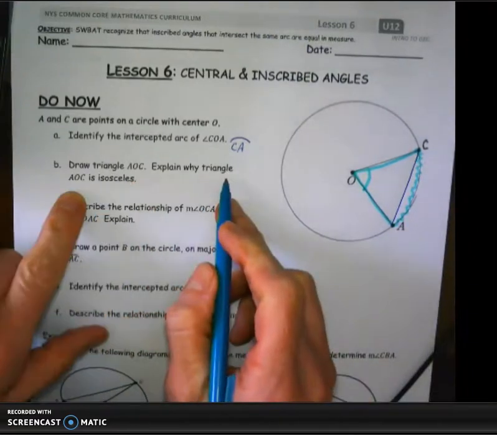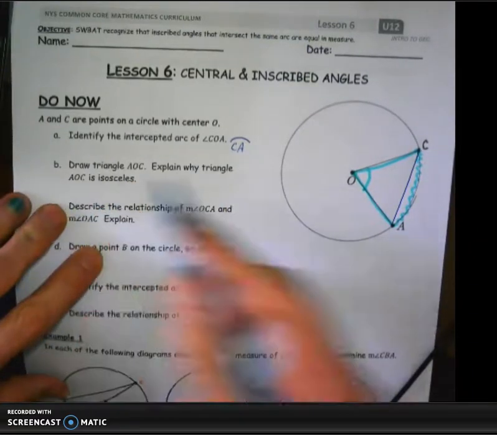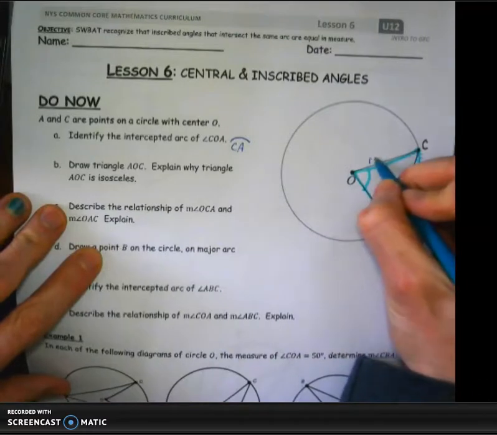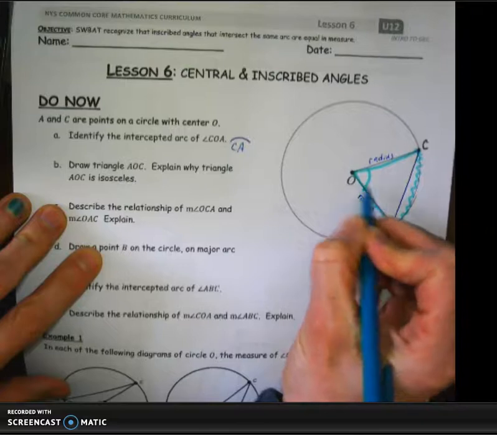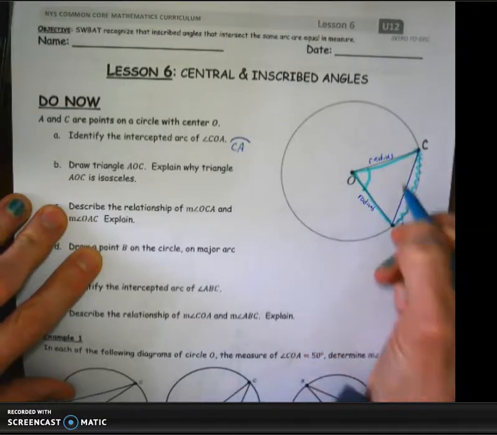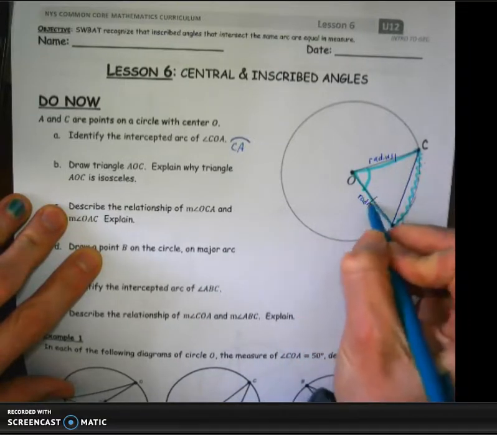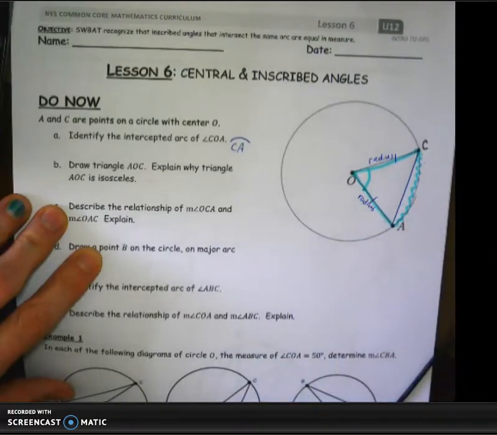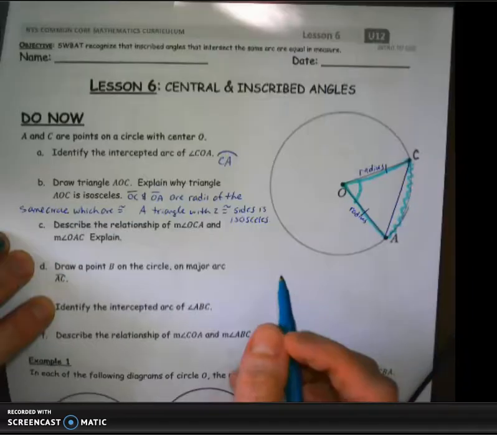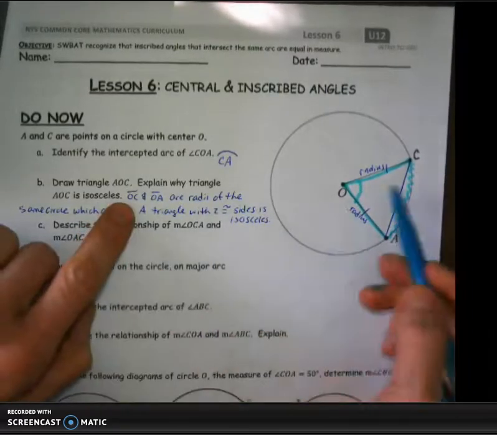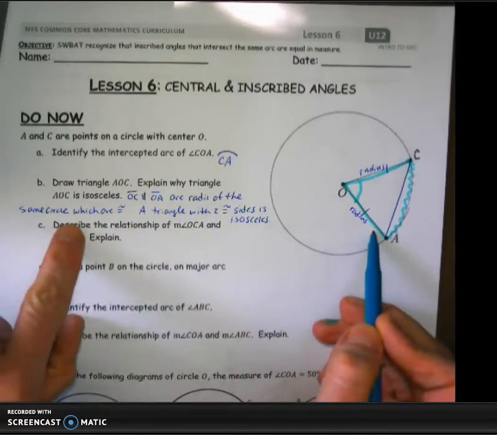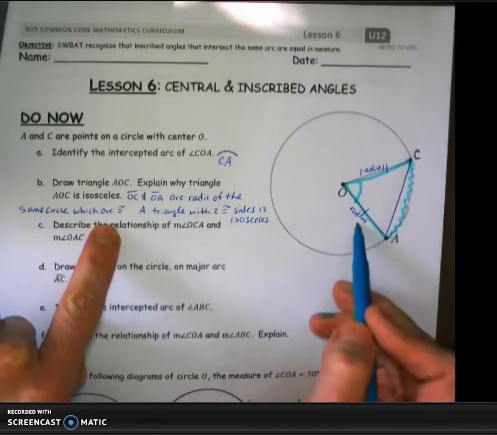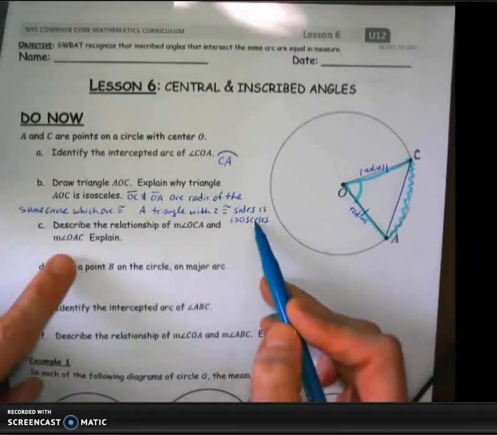Explain why the triangle AOC is isosceles. Well, if we look here, OC is a radius, and OA is also a radius. And all radii of the same circle are congruent, which means this side and this side of this triangle are congruent. So therefore, this is an isosceles triangle with two congruent sides. You might want to pause the video and just write that down. Segment OC and segment OA are radii of the same circle, which means that they are congruent. And a triangle with two congruent sides is isosceles.